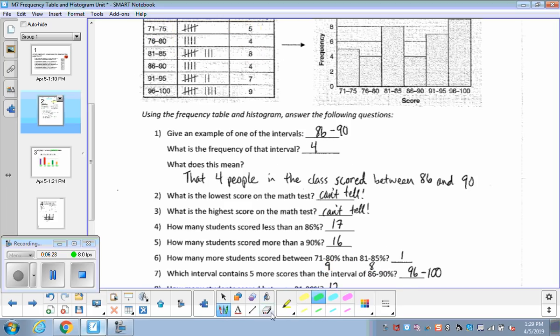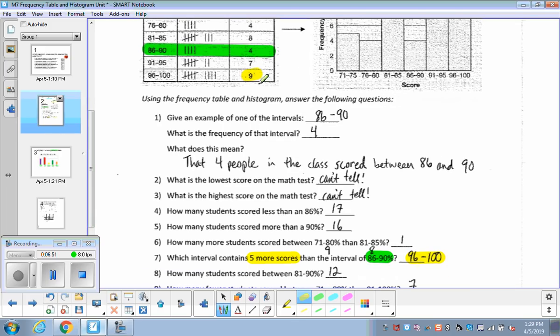All right? Cool. All right, now let's take a look at question 7. It asks, which interval contains 5 more scores than the interval of 86 to 90? So 86 to 90, we have 4 people who scored there. Now, which interval has 5 more kids than that? 4 plus 5 is 9. And that's how I got the 96 to 100 interval. Okay? All we're saying there is that there's 5 more kids in this category than there were in this category.